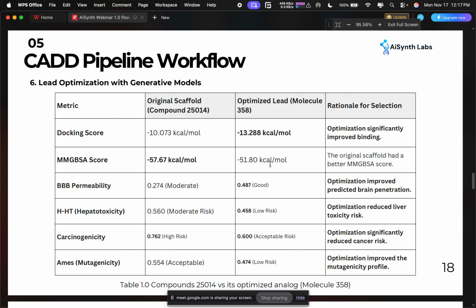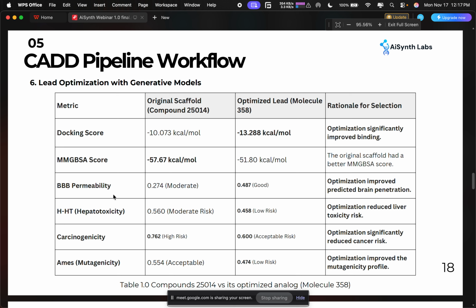But on the MMGBSA score, which is very accurate, 25014 had a better MMGBSA score. However, in MMGBSA, if you are still under the 50 range, or like the tens range, say 10 and 19, they are still very similar. So though the original scaffold had a better MMGBSA score, 57 and 51 are still around the same range. It's not significant in terms of MMGBSA. But in terms of docking score, moving 3 steps away from the original scaffold is a massive lot.